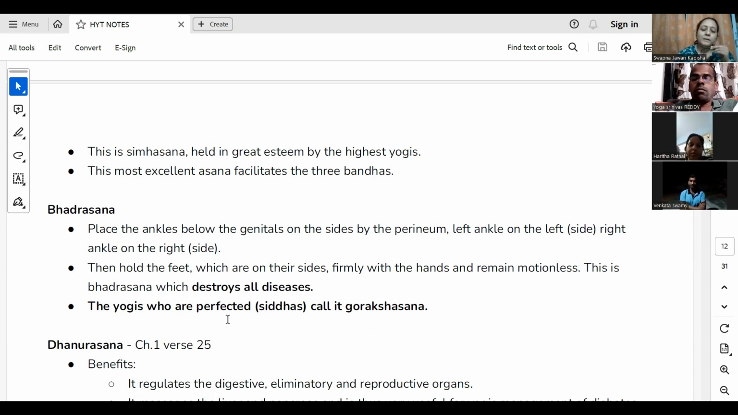So the yogis who have started practicing this Bhadrasana, in general, they call this asana Gorakshasana also. Okay, Bhadrasana is also known as Gorakshasana, but the question might be a little bit tricky. You have to understand in which context they are asking the question, and then you have to give the answer.